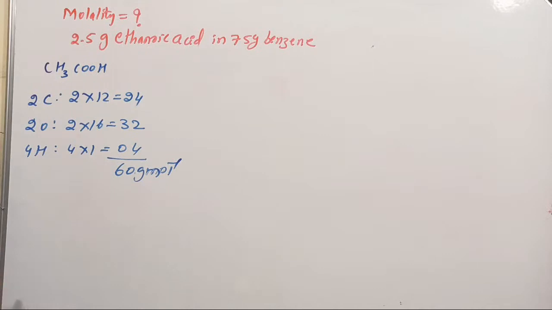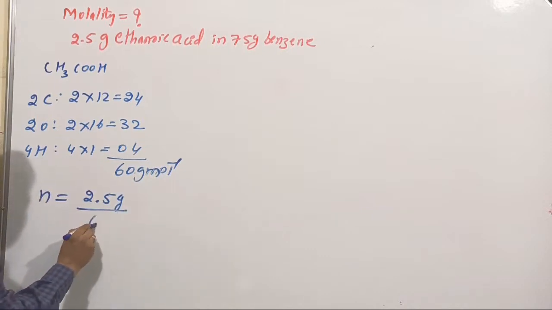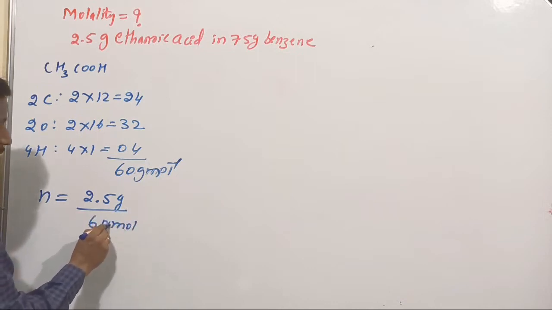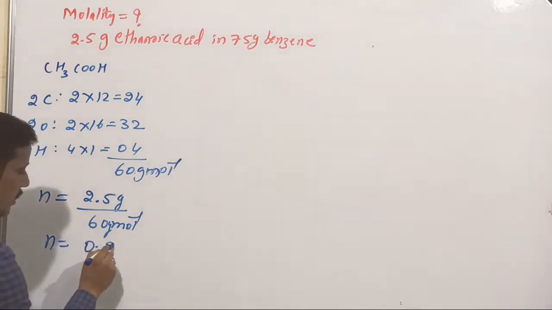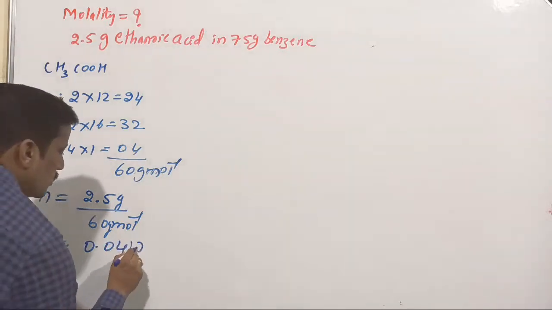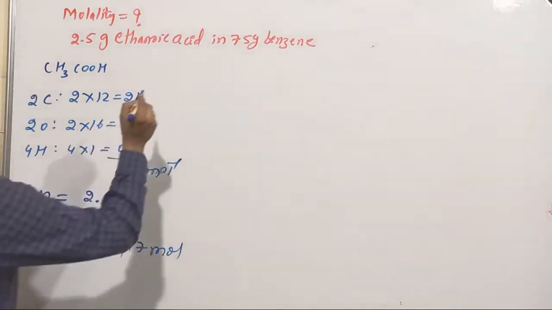Now we calculate the number of moles. Number of moles is equal to the given mass, 2.5 gram, divided by the molecular mass, 60 gram per mole. Use a calculator: 2.5 divided by 60. We will get 0.0417 mole.